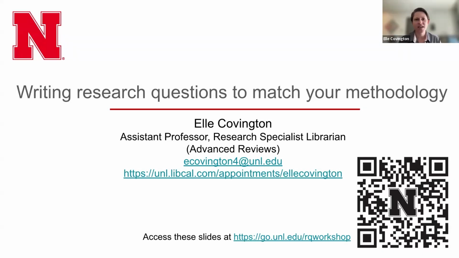So I am a research specialist librarian, and my specific focus is on advanced reviews, so systematic reviews, scoping reviews. And we're going to talk about research questions sort of broadly, and trying to get across disciplines as well. But I am coming from a perspective of systematic and scoping reviews. So a lot of my examples are going to be systematic to scoping reviews. And my expertise is in sort of the social sciences as well. So as we go through, that's going to be my perspective. And I'm going to give you resources for other people to reach out to for other specializations too.